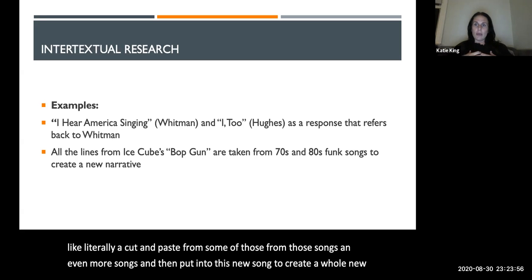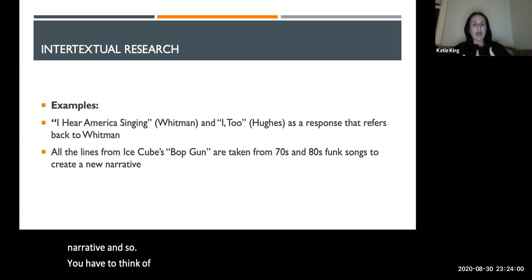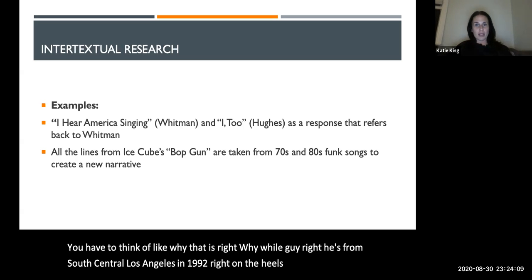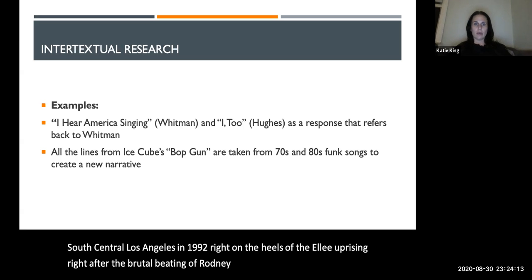And so you have to think about why that is, right? Why a guy from South Central Los Angeles in 1992, right on the heels of the LA uprising, right after the brutal beating of Rodney King in 1992.